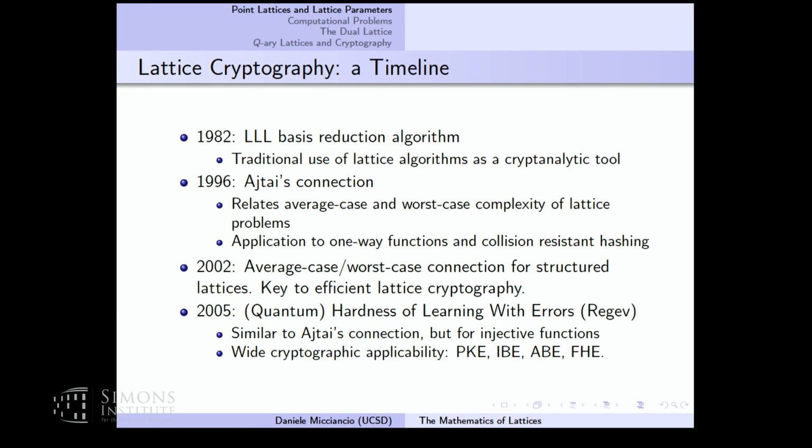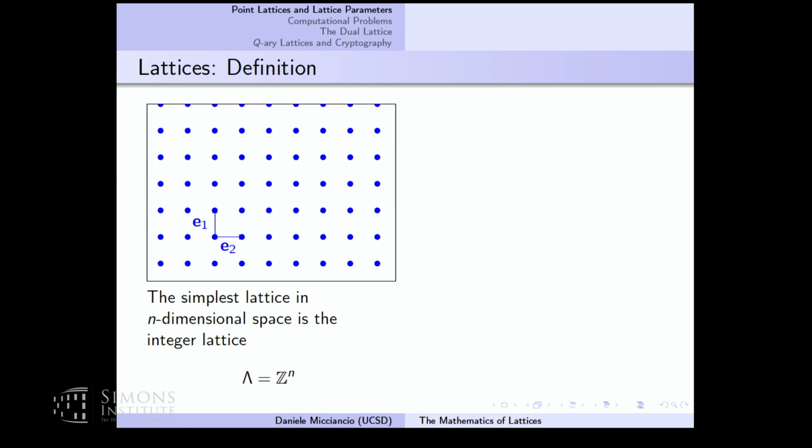And that's why one could only build simple applications out of those functions. And in 2005, Oded Regev showed that using quantum reductions, you can prove hardness of the same type of function, but in the injective setting. And this is what opened up the door to a much broader range of applications of lattices to cryptography. So you will hear about many of these things later in this workshop.